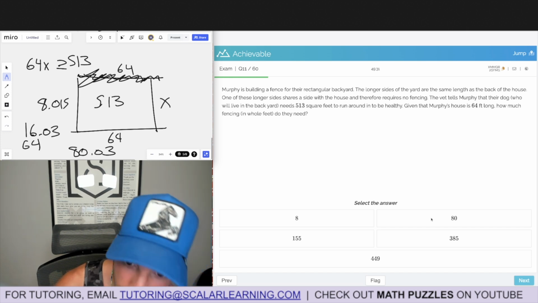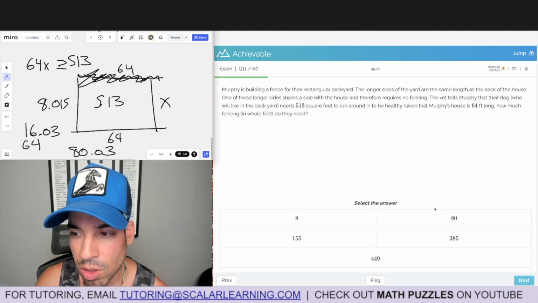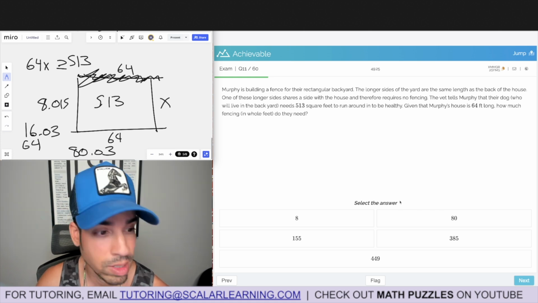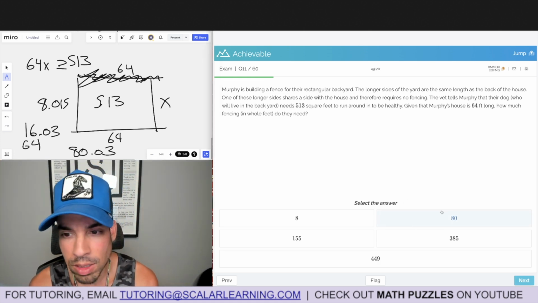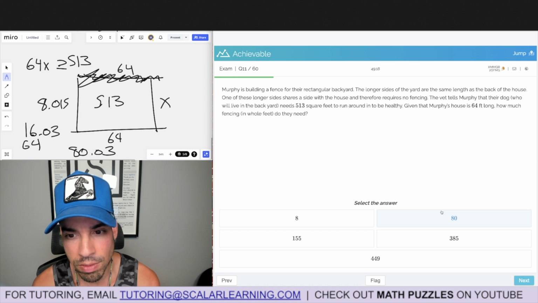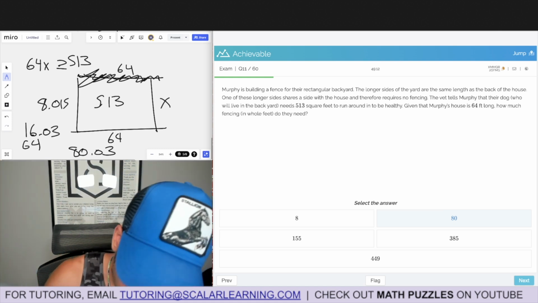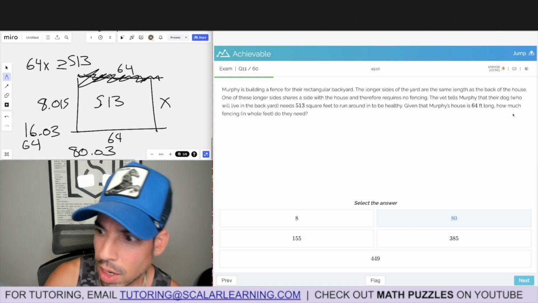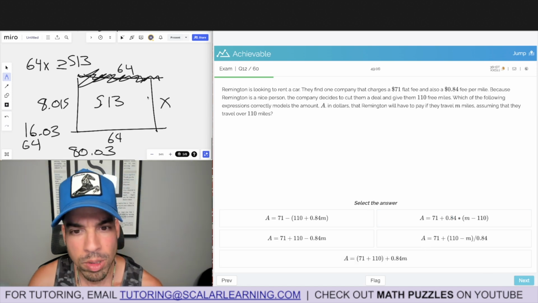So it's about 80. Oh, they said how much fencing in whole feet do they need? So I would say 80. However, technically it said it needs 513 to be healthy, so I guess it's approximate. I would normally round up, but that's got to be the closest answer. So anyways, how much fencing in whole do they need? 80. Boom, done.